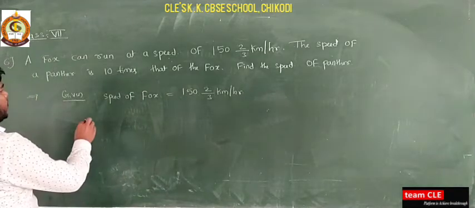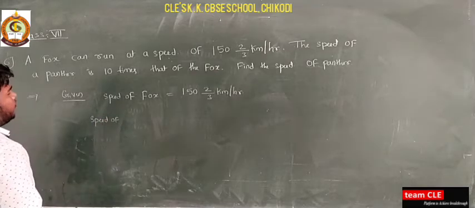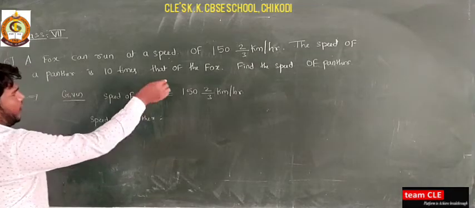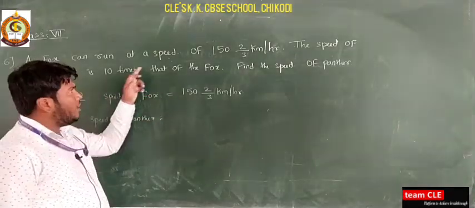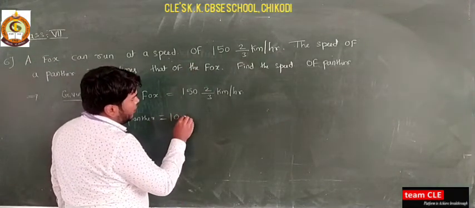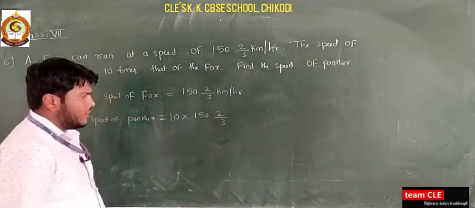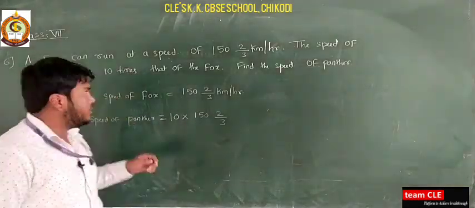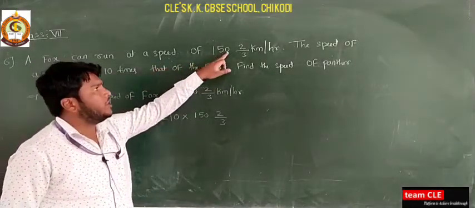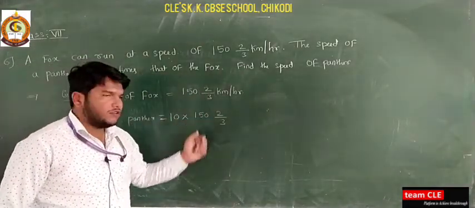Next we have the speed of the panther, that is 10 times that of the fox. So you have to write 10 into 150 integer 2/3, because the question says the panther is 10 times that of the fox. The speed of the fox is 150 integer 2/3, and the panther is 10 times that.